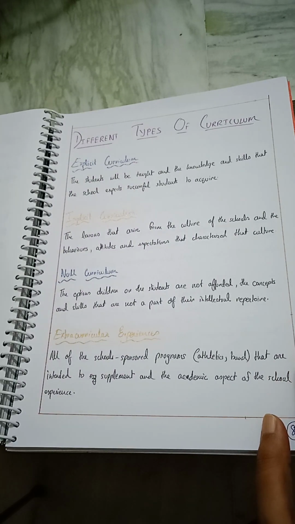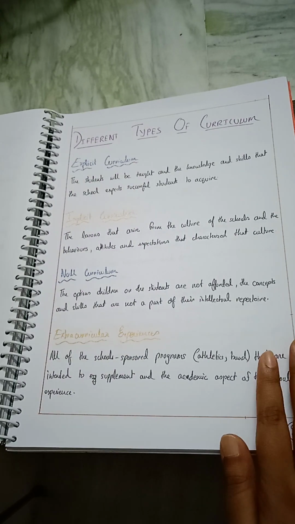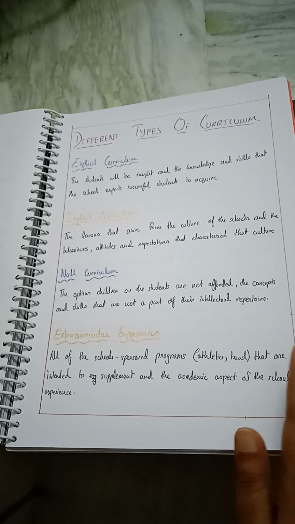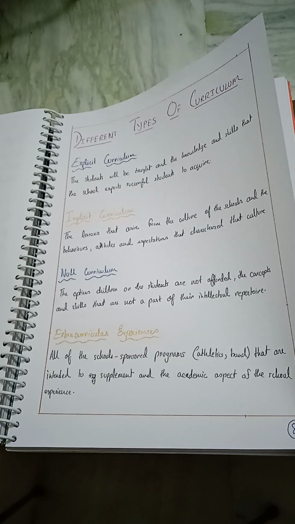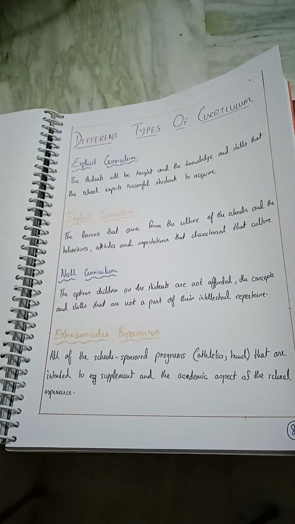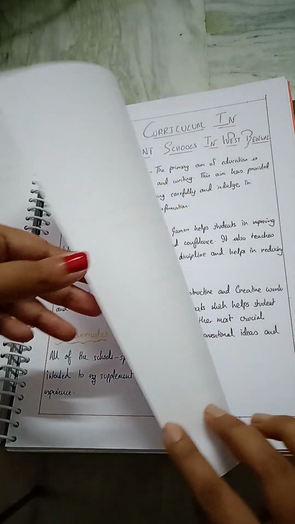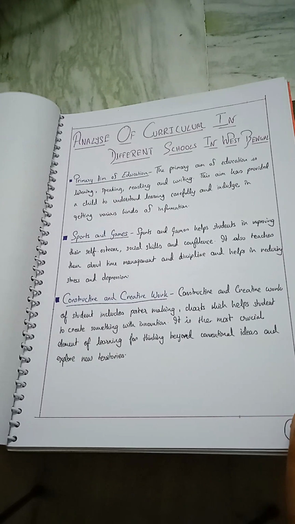Then come the different types of curriculum. What are the different types of curriculum? All this you can get on the internet, and also in your prescribed book, which will be given to you from your school, colleges and universities. You can get everything from there. So you can see that here is explicit curriculum, implicit curriculum, null curriculum, and extracurricular experiences that I have written.